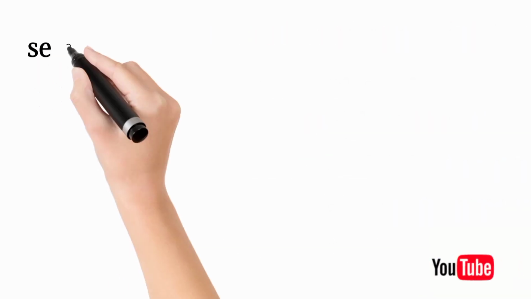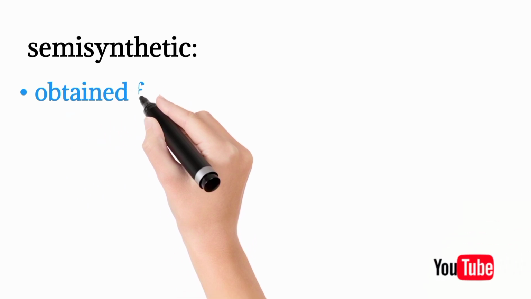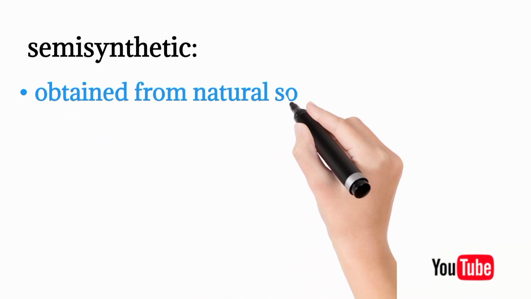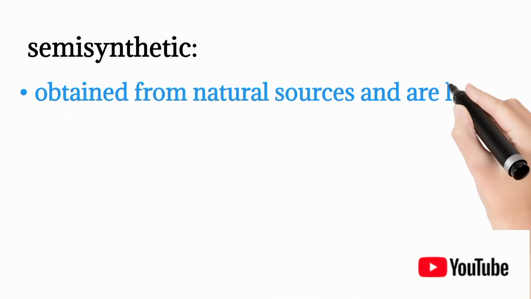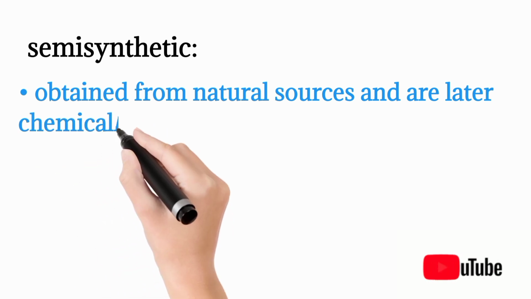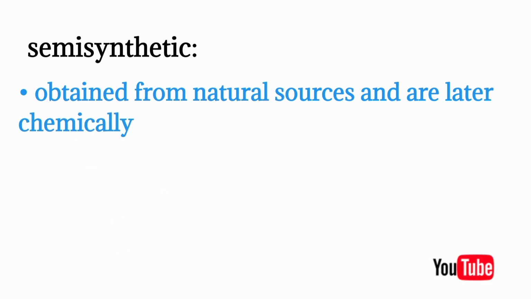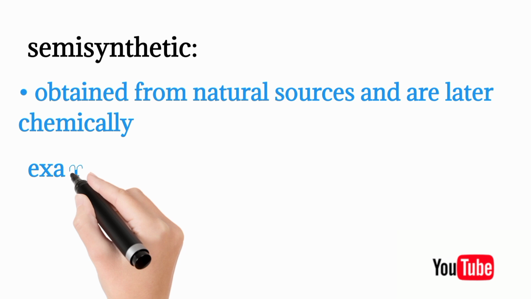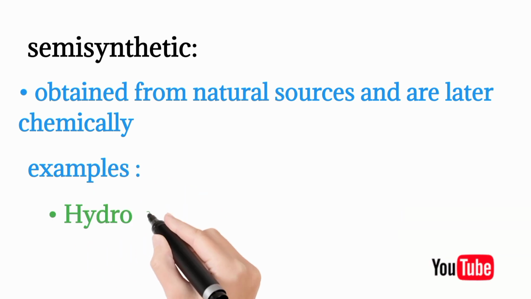Then we have another class of drugs known as semi-synthetic drugs. Semi-synthetic means they are obtained from natural sources, for example from a plant or animal source, and then later modified in the labs. Semi means half synthetic, because they are obtained from natural sources and then modified. Examples of such drugs are hydromorphone and hydrocodone.